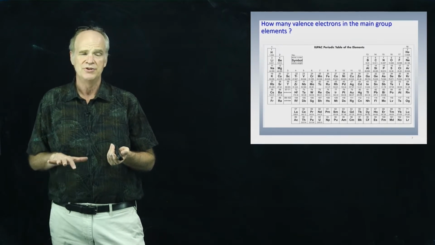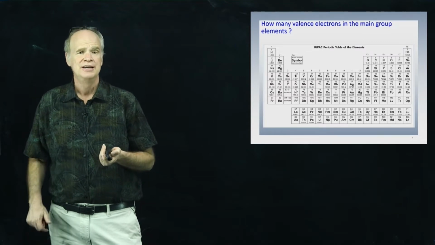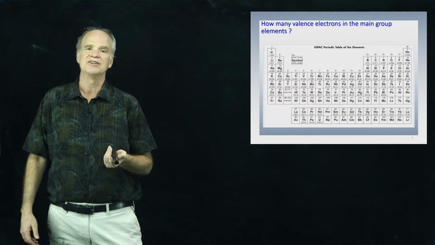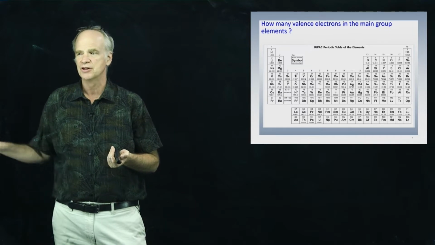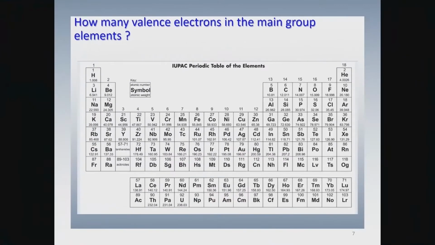But we want to do it in a faster way. We want to be able to look at a periodic table and determine rapidly how many valence electrons that atom has. So that's what I'm going to do right now. I'm going to go over here to the computer and show you how we might go about doing that. Is it possible to look at the position that an element has in the periodic table and figure out how many valence electrons it has? The answer is yes, and I want to show you how to do that.